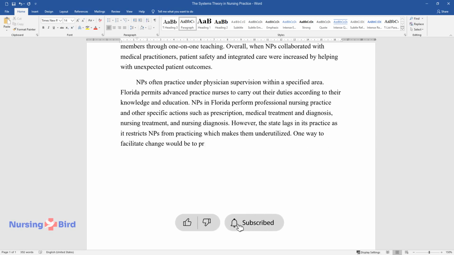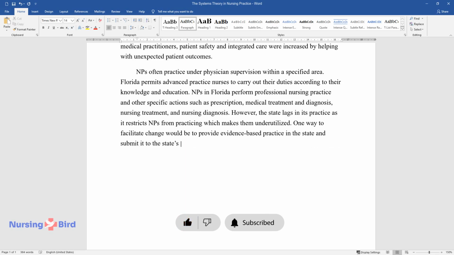One way to facilitate change would be to provide evidence-based practice in the state and submit it to the state's nursing board.